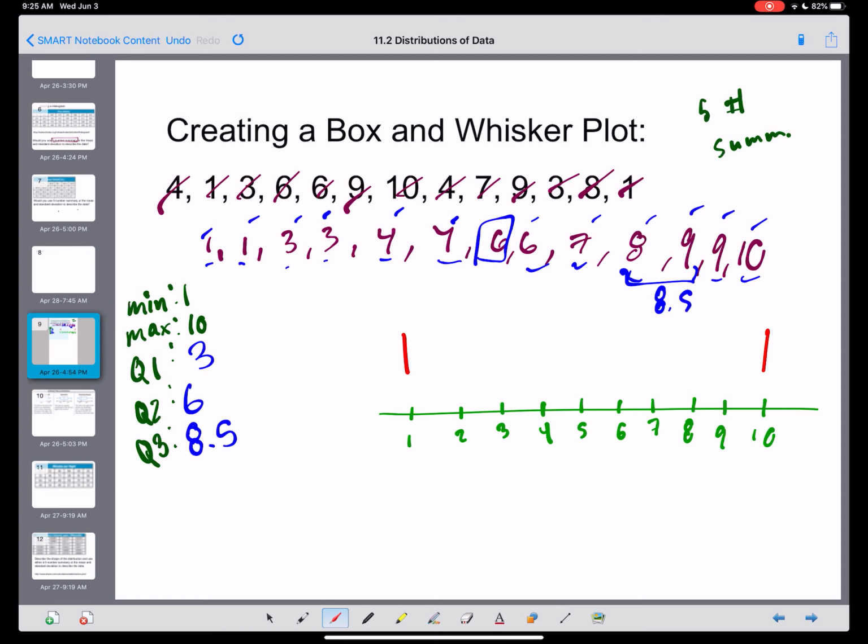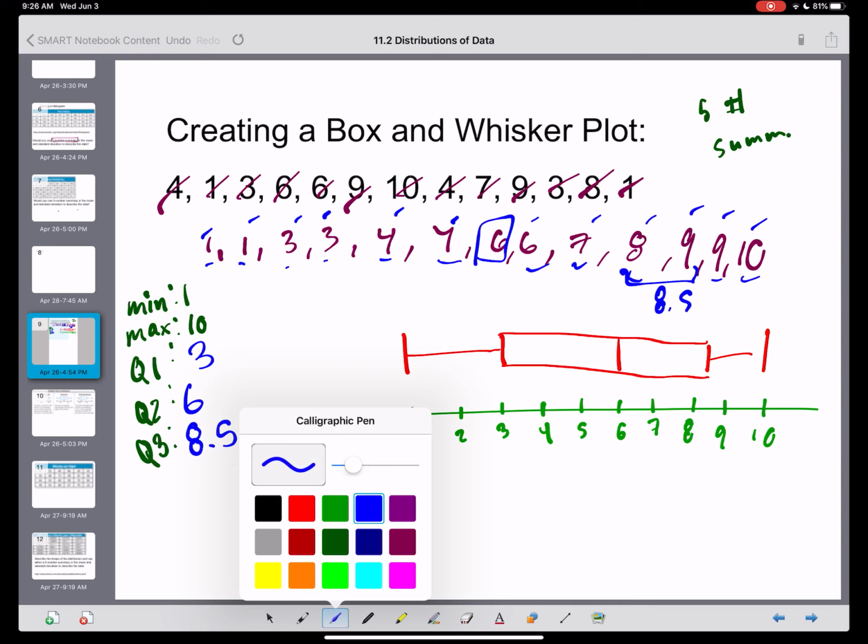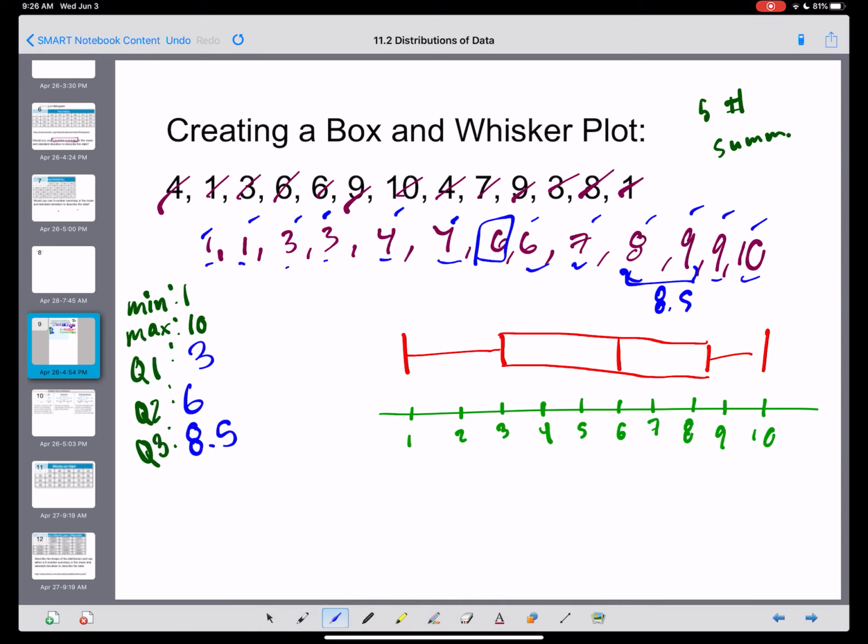Then I do my quartiles, so I have a line at quartile 1 (3), quartile 2 (6), and quartile 3 (8.5). What I'm going to do is the 3 in the middle forms a box. The outer parts form the whiskers, and that's my box and whisker plot. What's really cool about a box and whisker plot is that between each little dash, 25% of the numbers are in there. And what I mean by that is the quantity, the amount of numbers.